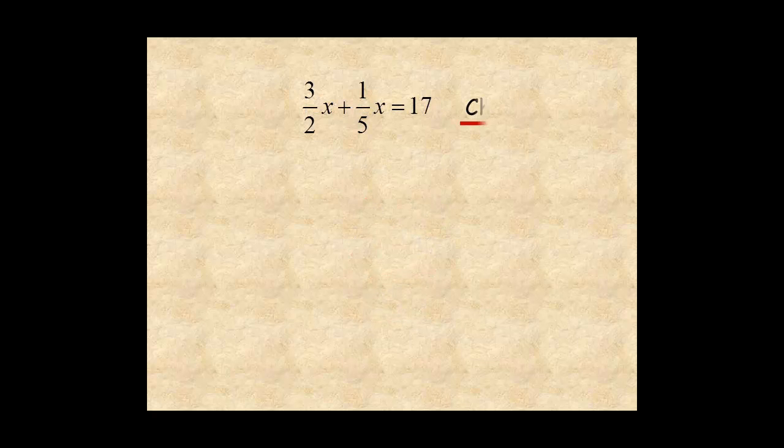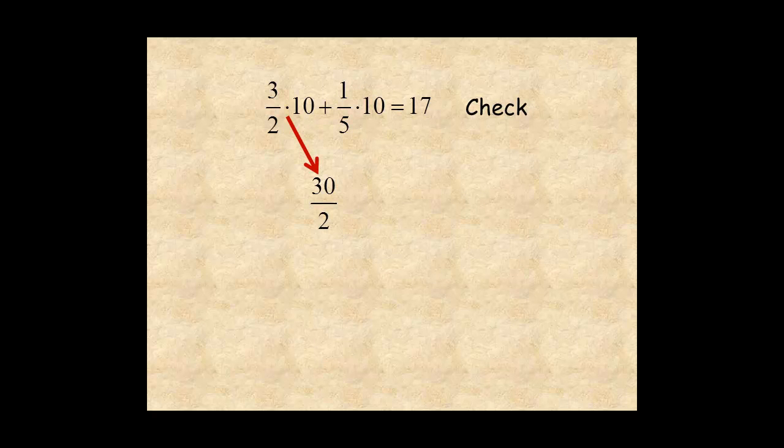Always check the solution. Rewrite the equation and substitute the solution. Then 3 over 2 times 10 is 30 over 2. And 1 over 5 times 10 is 10 over 5. Next, 30 divided by 2 is 15, and 10 divided by 5 is 2. Since 15 plus 2 is equal to 17, the solution checks.